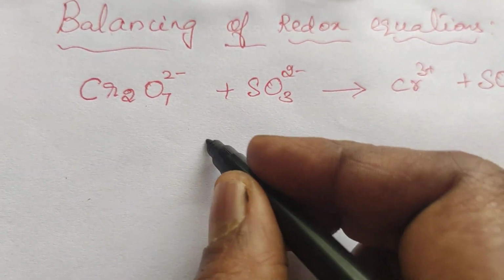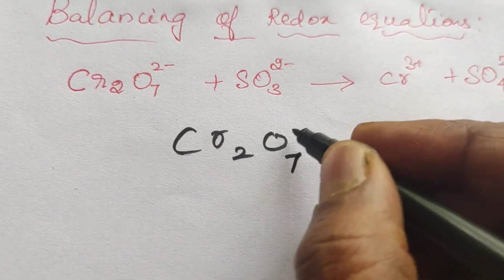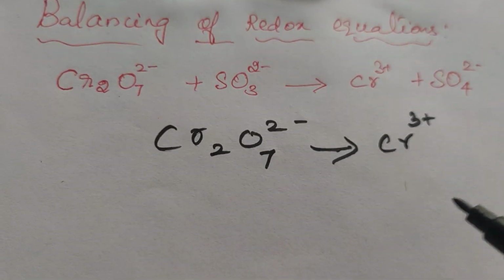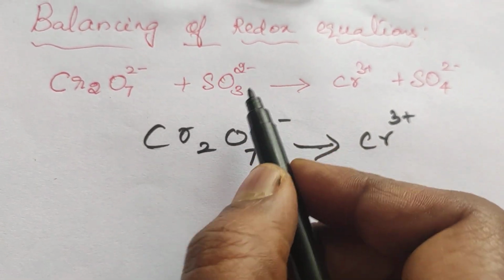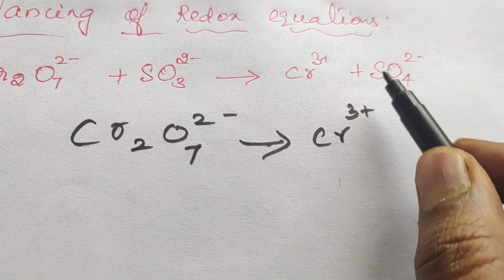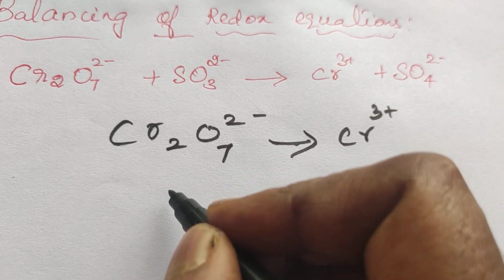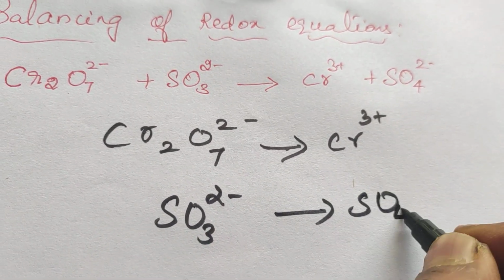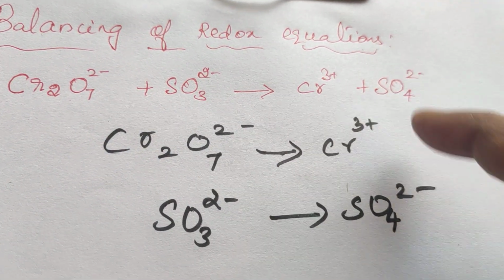So the first equation is Cr2O7 2 minus gives Cr3 plus. This is your first equation. Second equation, except hydrogen and oxygen, sulfur is here in the reactant side. Product side, this species carries sulfur. So your second equation, SO3 2 minus gives SO4 2 minus. This one gives this one.